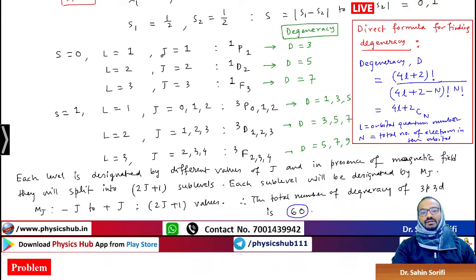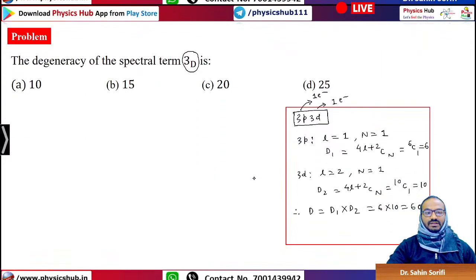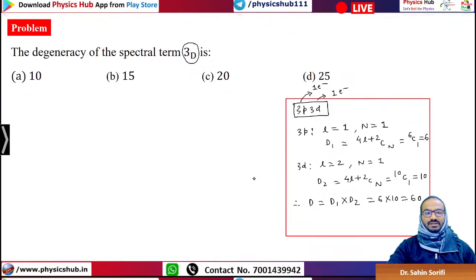You find out these terms, find the j values, and corresponding to one j value, it will get split into 2j plus 1 sublevels. These are levels, 2j plus 1 sublevels. So for this question, you have to find out the degeneracy of the term 3D. So do it.